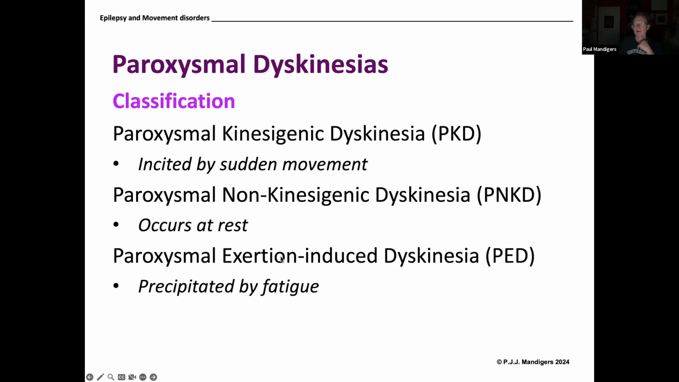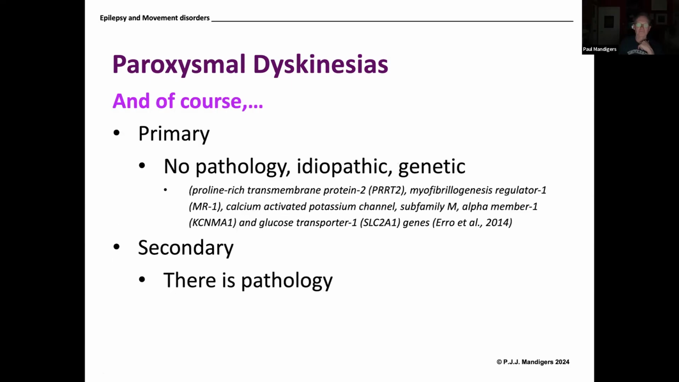So let's say that you are, after this hour, extremely fatigued, then it could be that you develop a brief moment of paroxysmal exertion-induced dyskinesia. For instance, that your eyelids are moving or cramping, for instance.